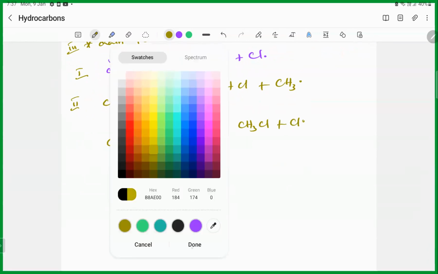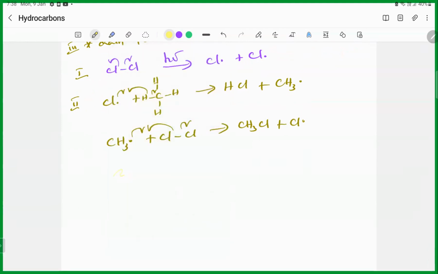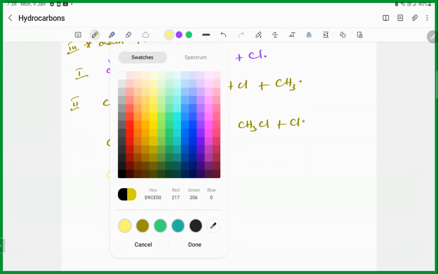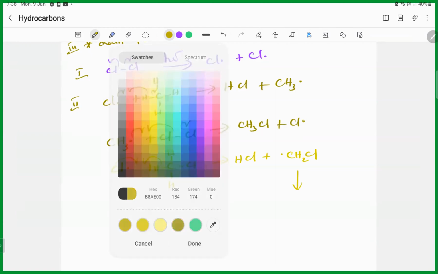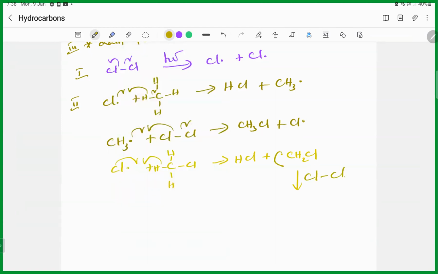Next, that Cl dot reacts with the methyl chloride. One chlorine is substituted, the remaining three hydrogens are there. It will give HCl plus CH2 dot Cl. Now this CH2 dot Cl again reacts with Cl2, by homolytic fission, it will give CH2Cl2 plus Cl dot.